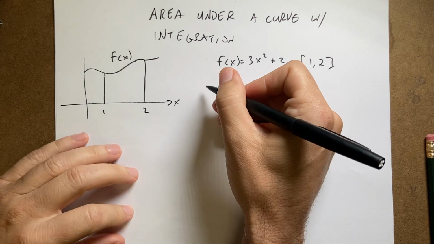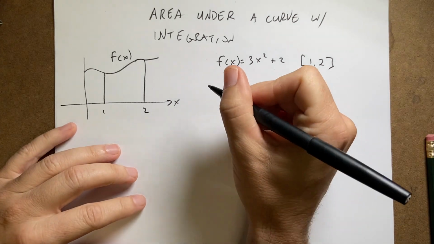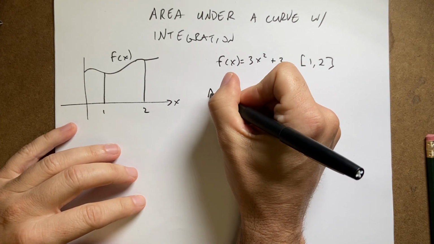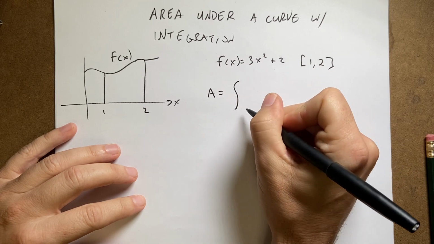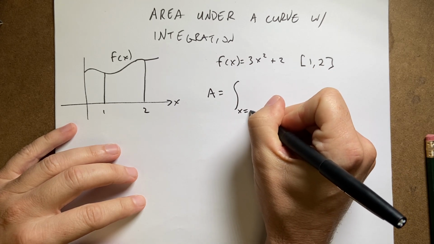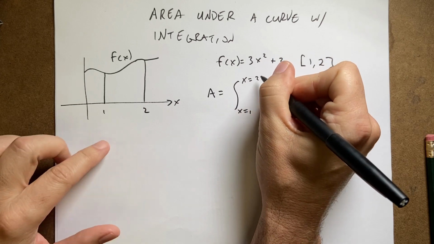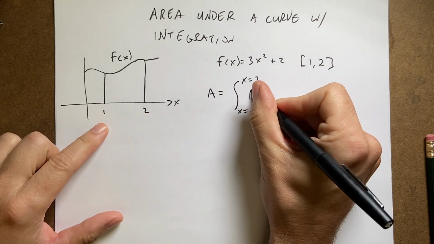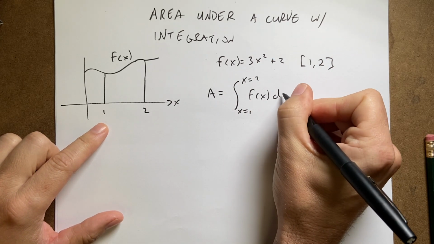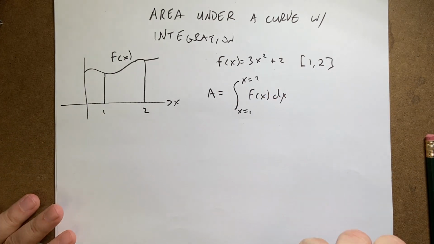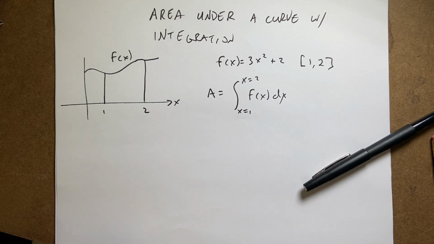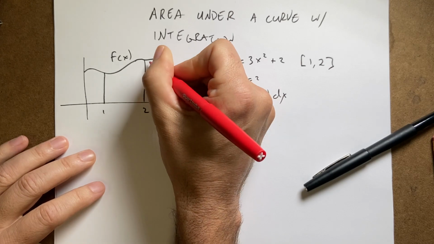So let me just write this integration, and I'm going to skip some steps here. But let's say the area under the curve is equal to the integral from x equals 1 to x equals 2, because that's what I'm finding this from, of f of x dx. And so you could put in your function right there, and that would be cool and all. But let's look at this, and this is my short version of this.